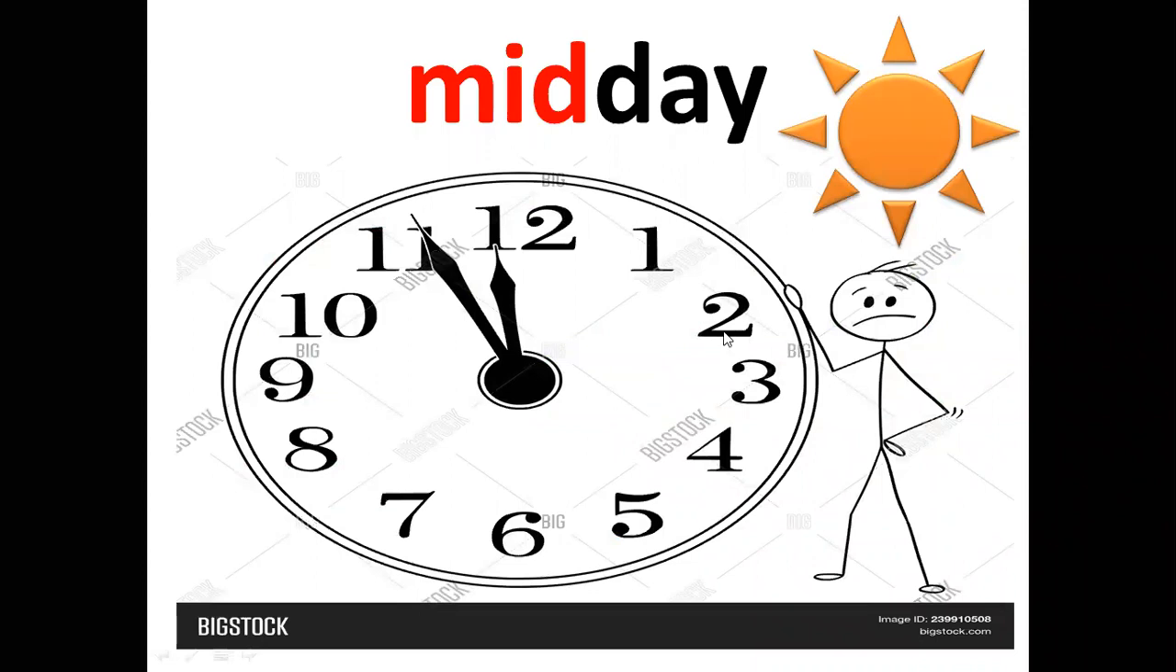Here, let's try to read this word, midday. Midday means the middle of the day. The middle of the day is 12 o'clock. Look here, the sun is shining and 12 o'clock is midday time. I like to take a nap in midday. So mid is a part of letters. I add it to the word day to change its meaning.